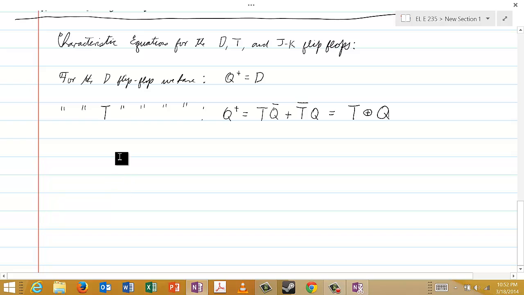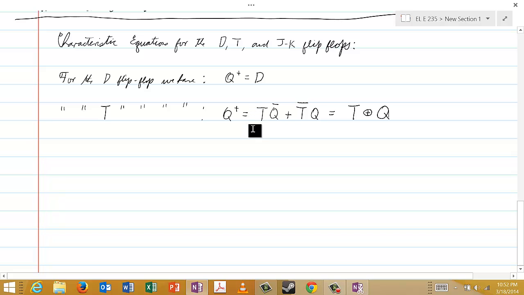Well, remember that for a T flip-flop, when we have T is equal to 0, the next value of Q is equal to the present value of Q. And when T is equal to 1, we want to toggle, and the next value of Q will be the present value of Q complement. Now let's see if that's consistent with this equation.